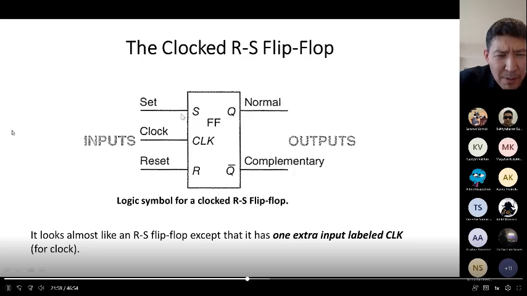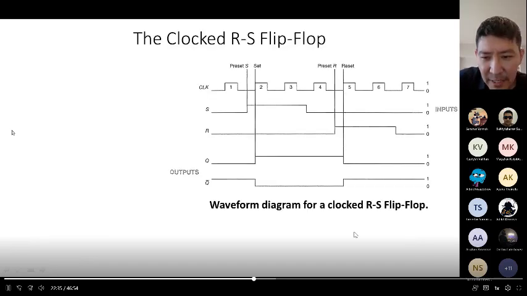For example, you apply 1 to the set and 0 to the reset. But the output will be set by the clock signal. So it's not enough to just apply some voltage to the set and reset; you also need to apply a clock signal, and the clock signal will generate a trigger. We say it triggers the normal output, and of course the complementary output. So let's consider this waveform diagram in more detail.